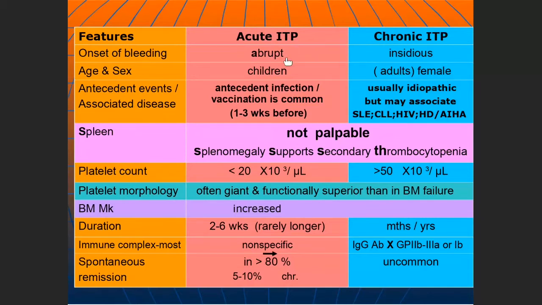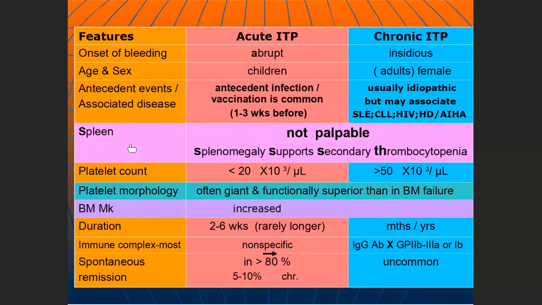Acute ITP is commonly preceded by vaccination or respiratory infection. There is usually a 1 to 3 week history of vaccination or respiratory infection, while chronic ITP is idiopathic. Usually it is idiopathic, but sometimes it is associated with these conditions: SLE, CLL, HIV, Hodgkin's disease, and autoimmune hemolytic anemia. But commonly there is no known underlying cause of chronic ITP.